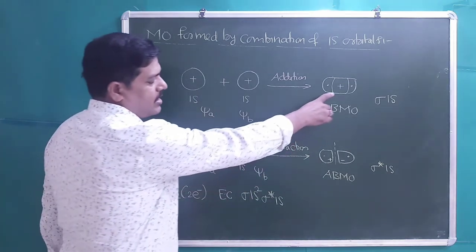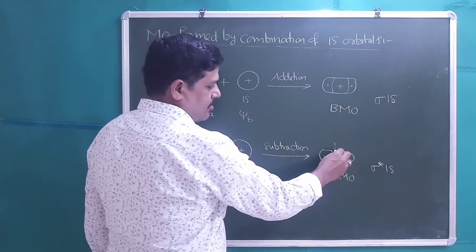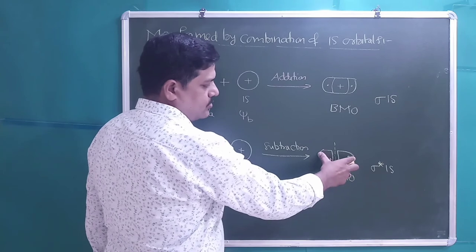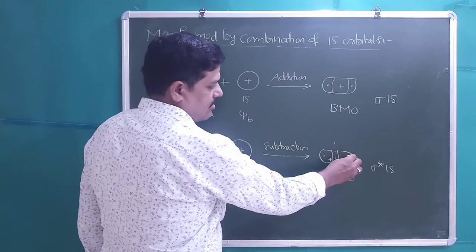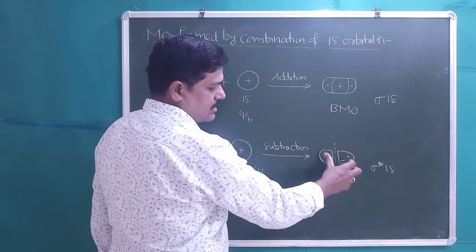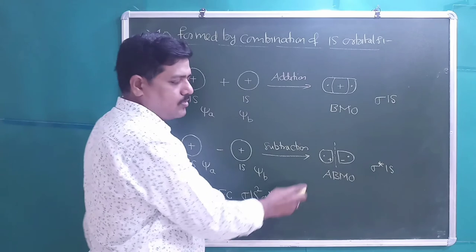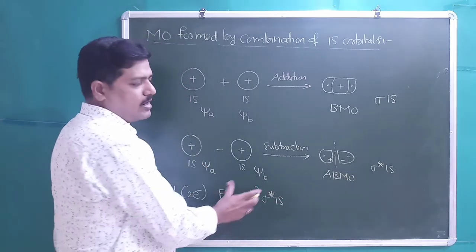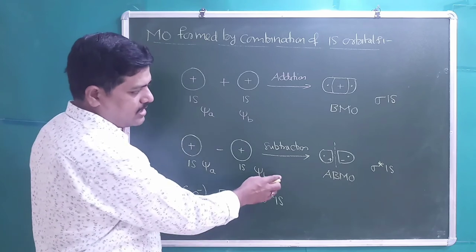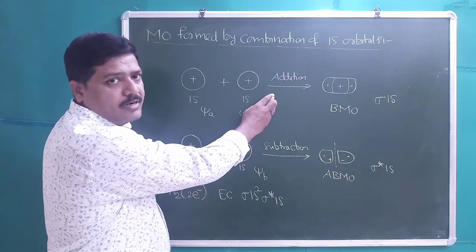In the bonding molecular orbital, there is no node present. But in the anti-bonding, there is one node formed in between the 2 nuclei. These dots indicate the nuclei of the 2 hydrogen atoms, and electron density is less, which causes more repulsion between the bonded nuclei. So the energy of anti-bonding molecular orbitals is greater than the bonding molecular orbitals.